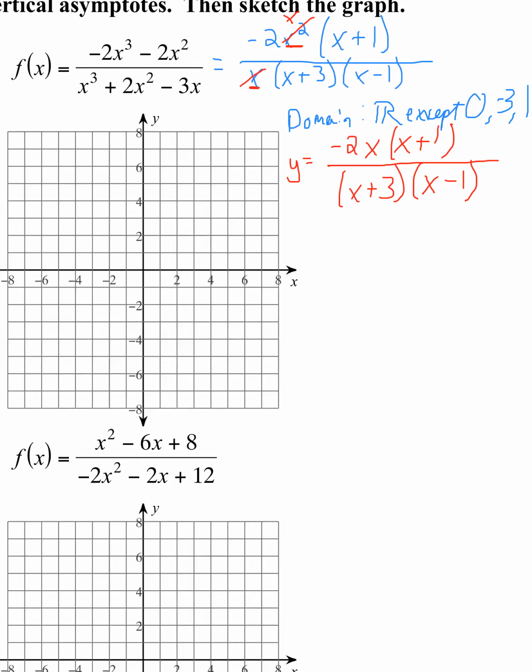The next thing I want to find out is if I have any holes in this graph, and I do because I canceled something out. If you cancel something out, you're going to have a hole there, okay? So I'm going to have a hole at 0 because if I canceled out an x, that means that the 0 that belongs to that is 0, right? So remember, if I had canceled out x plus 3 over x plus 3, there would have been a hole at -3.